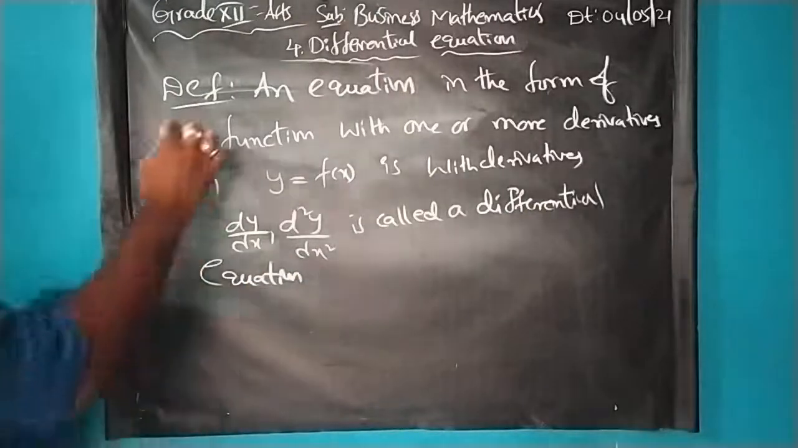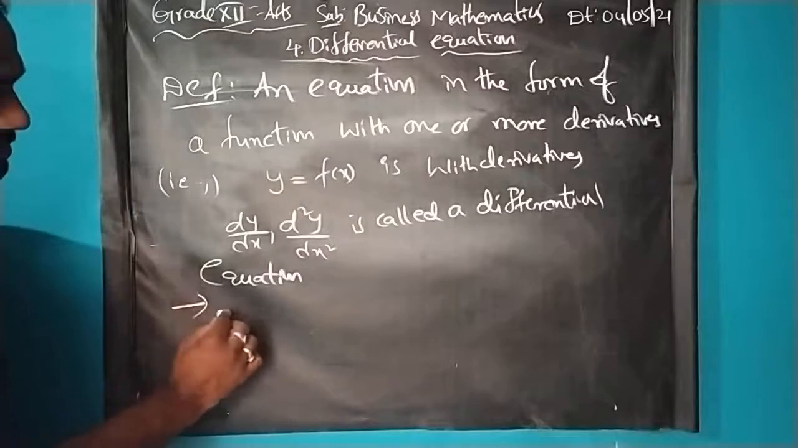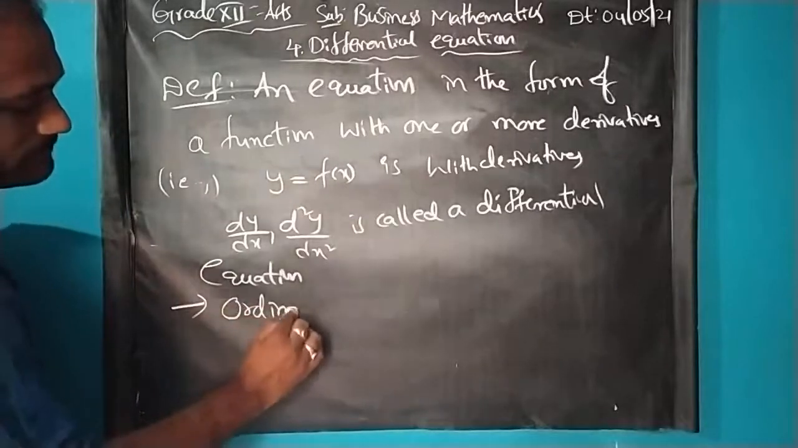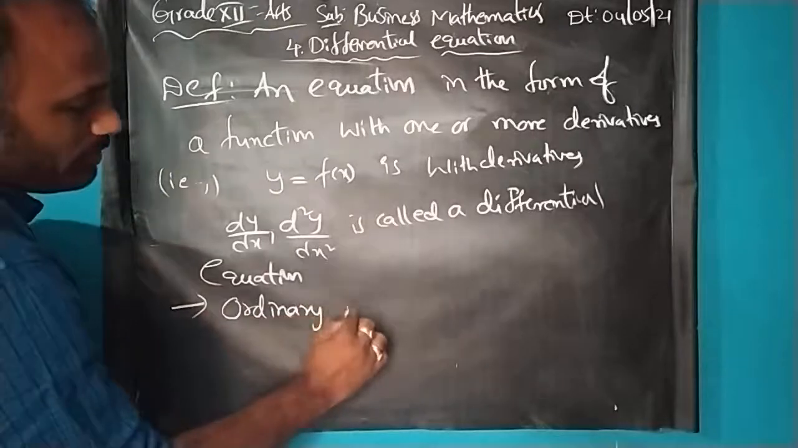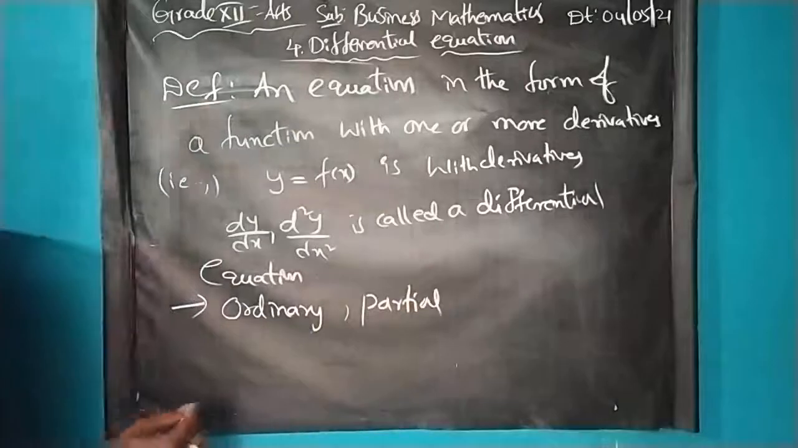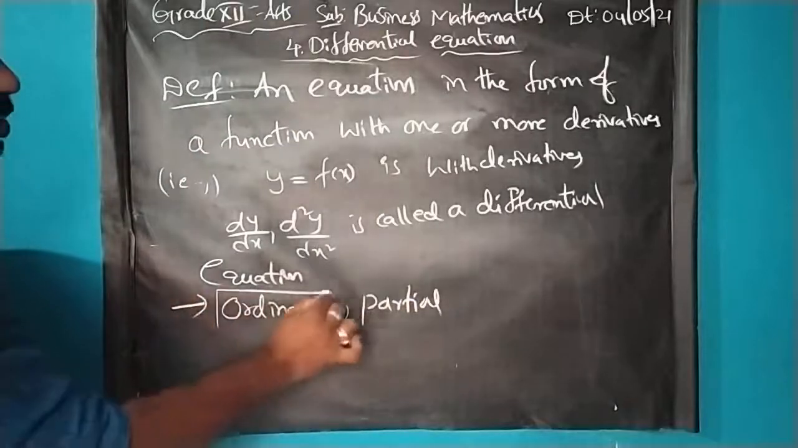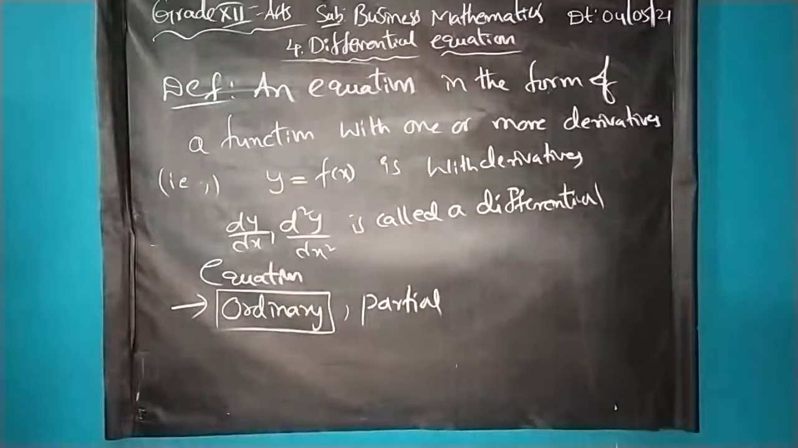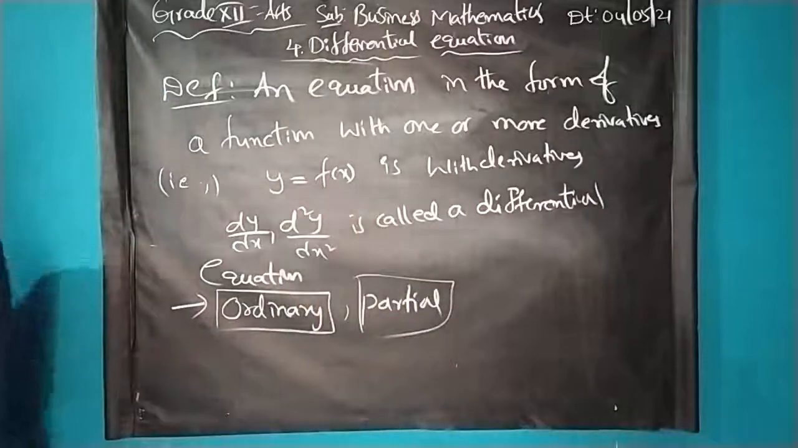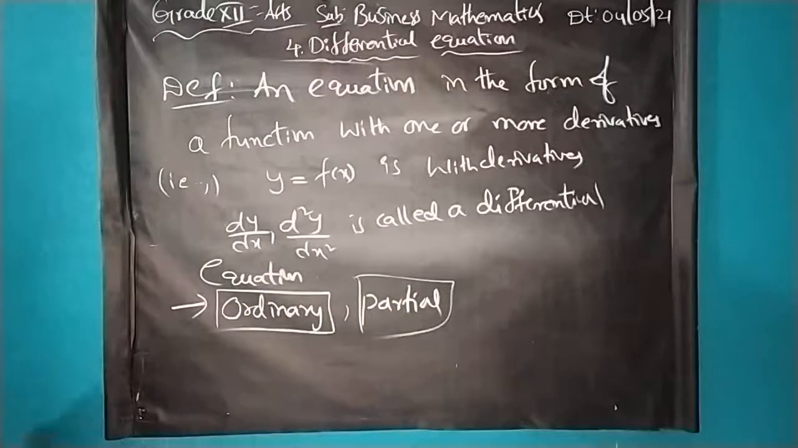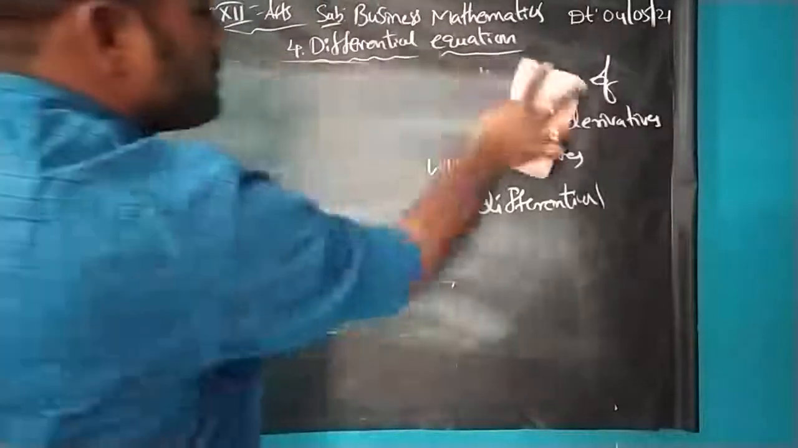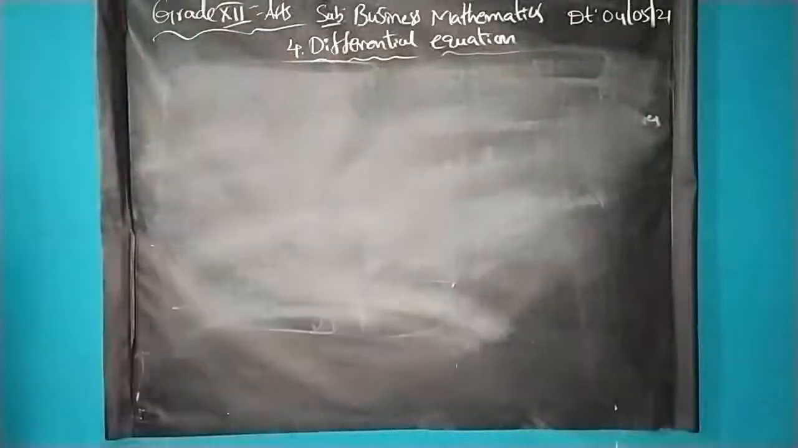Okay. So there are two types of differential equation, that is ordinary differential equation and the second one is partial differential equation. In this chapter we are going to learn only the ordinary differential equations. We will not be learning the partial differential equation. So let us learn what is ordinary differential equation. First, let us see some examples of differential equations.